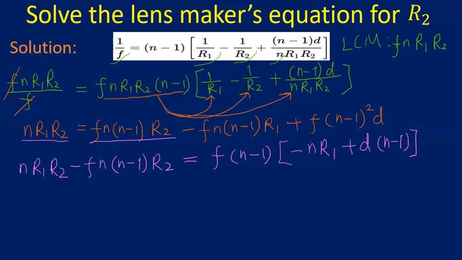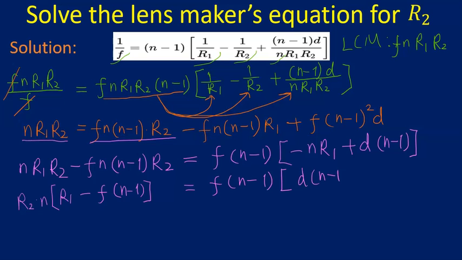Let's factor out R2. No, actually factor out n R2 on the left-hand side, but I'm going to write R2 first. And what's left is R1 minus F times (n minus 1). The right-hand side, I'm just going to bring it down. Actually, I'm going to write d (n minus 1) first.